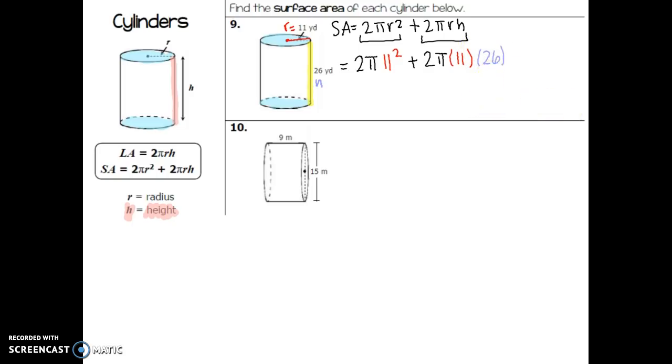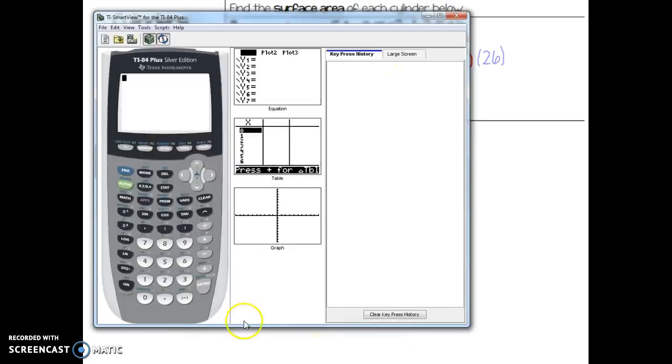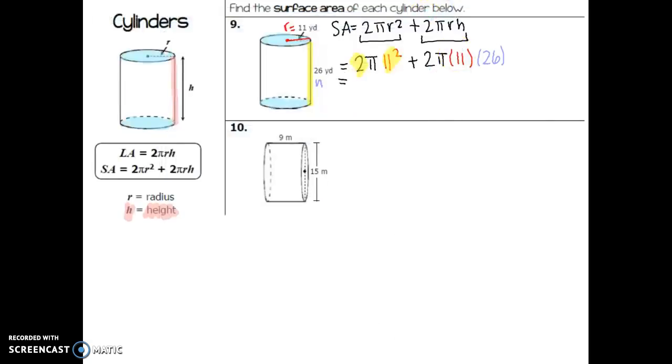And so if we're trying to keep as accurate as possible, I'm going to be leaving my pi in my answer. So here, I am actually going to multiply just the numbers. If I pull up my calculator, it will say 2 times 11 squared. Click enter, that will be 242. So that'll be 242. I'm going to bring down my pi. That's going to stay here.